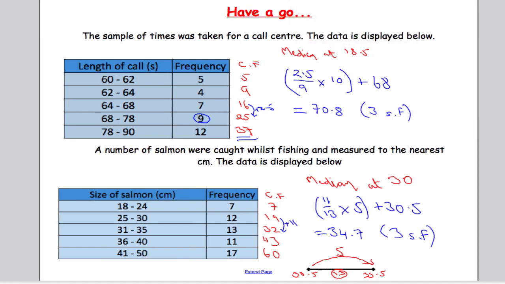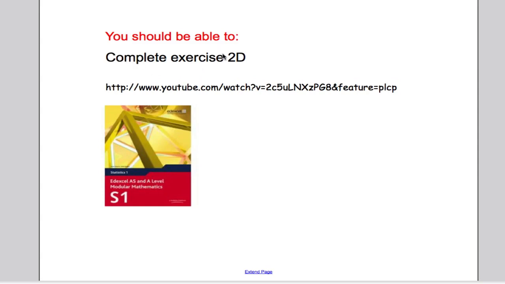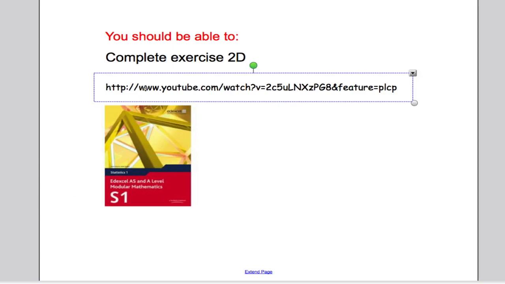Okay, so what you should be able to do now is complete exercise 2D from the Edexcel AS S1 book. Also, what I suggest is you look at this video here, which is on range and averages from a table from my GCSE videos, just to explain briefly how to find the mean from a grouped frequency table. I didn't really bother to go into that here because it's something that you should know from GCSE, but just in case you need some help with that, that's where to find it.